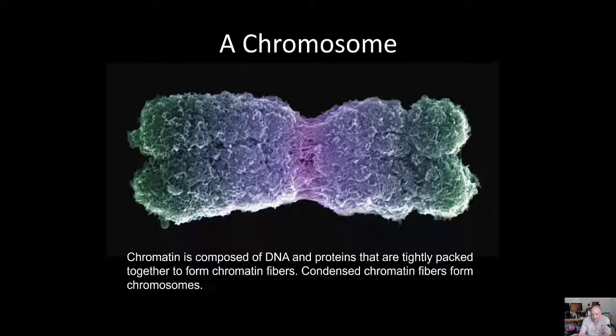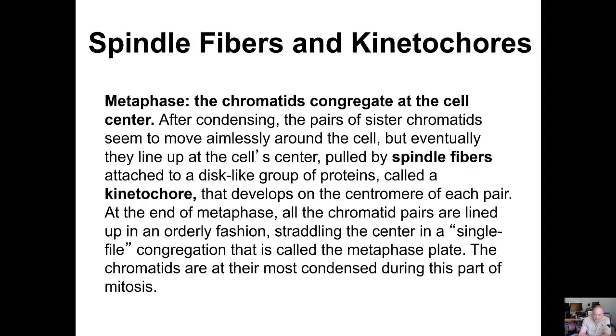And the chromatin, by the way, is composed of DNA and proteins that are tightly packed. So we see the DNAs because of all these chromatin fibers that form. And so we see this at metaphase. This is the reason I wanted to kind of step out for a sec. Metaphase, the chromatids congregate in the cell's center. After condensing, the pairs of sister chromatids seem to move aimlessly around, but pulled by the forklifts, or the spindle fibers, the kinetochore that develops in the centromere of each pair, and then they start to pull as needed across.